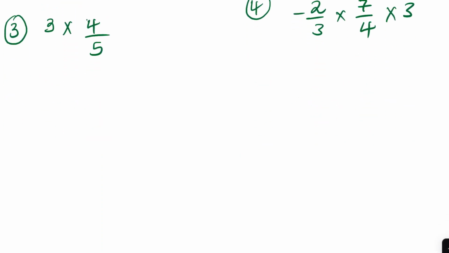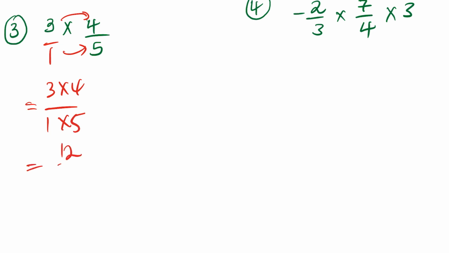And then we leave it like that. It's simplified like that. And here we have this integer multiplied by a fraction. So we're going to make that integer a fraction first, and then we'll say numerator times numerator, denominator times denominator, which is 3 times 4 divided by 1 times 5, which is going to be 12 over 5, and we leave it like that. No common factor there.